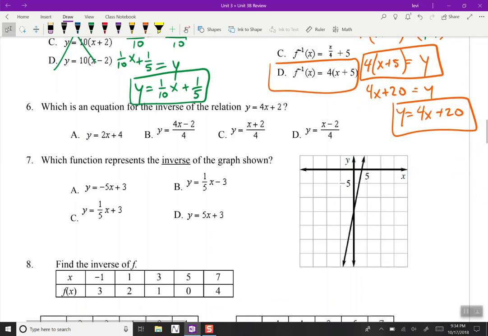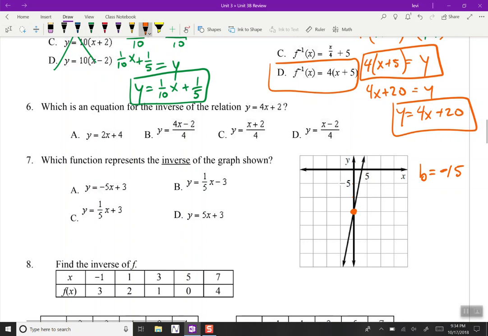Question 7. Which function represents the inverse of the graph shown? Well, a couple different things we can do. Let's find the equation of this graph. This looks like our y-intercept, so that would be the point. If that's negative 5, so negative 10, negative 15. So our b value is negative 15.